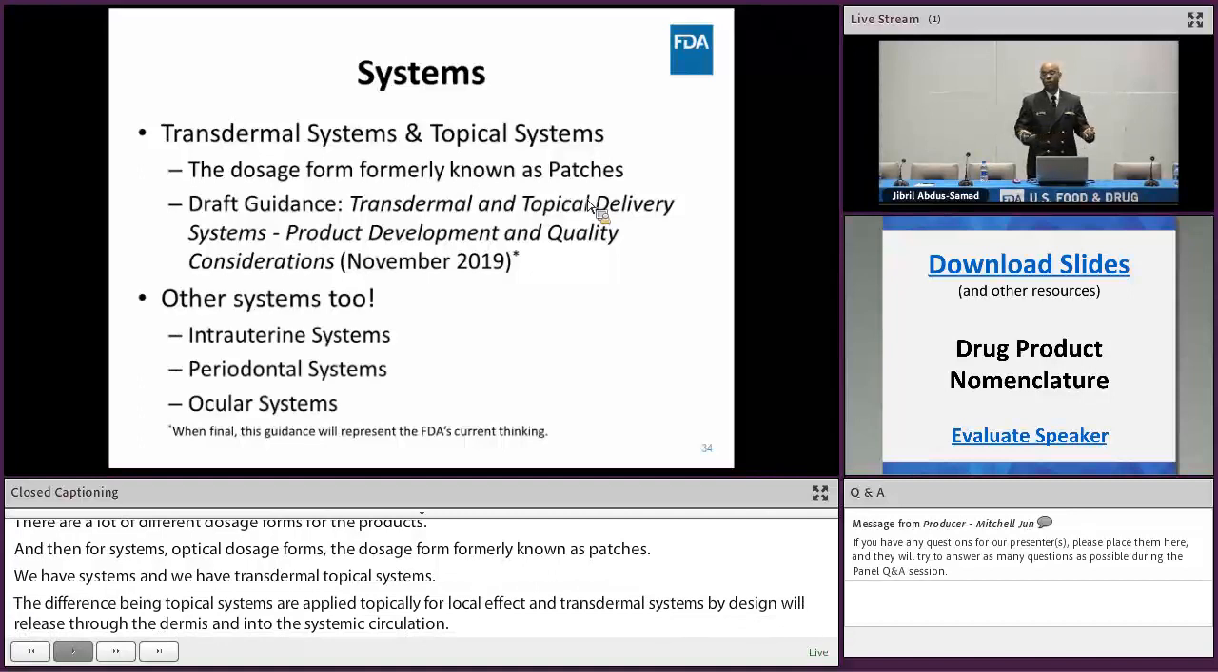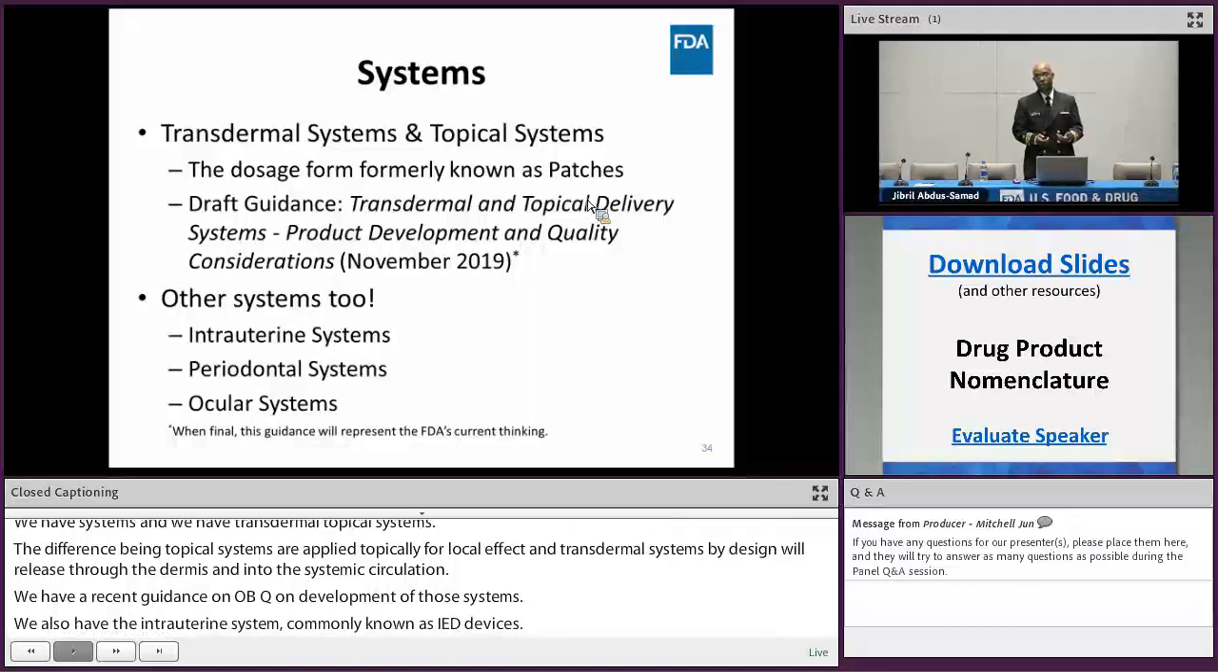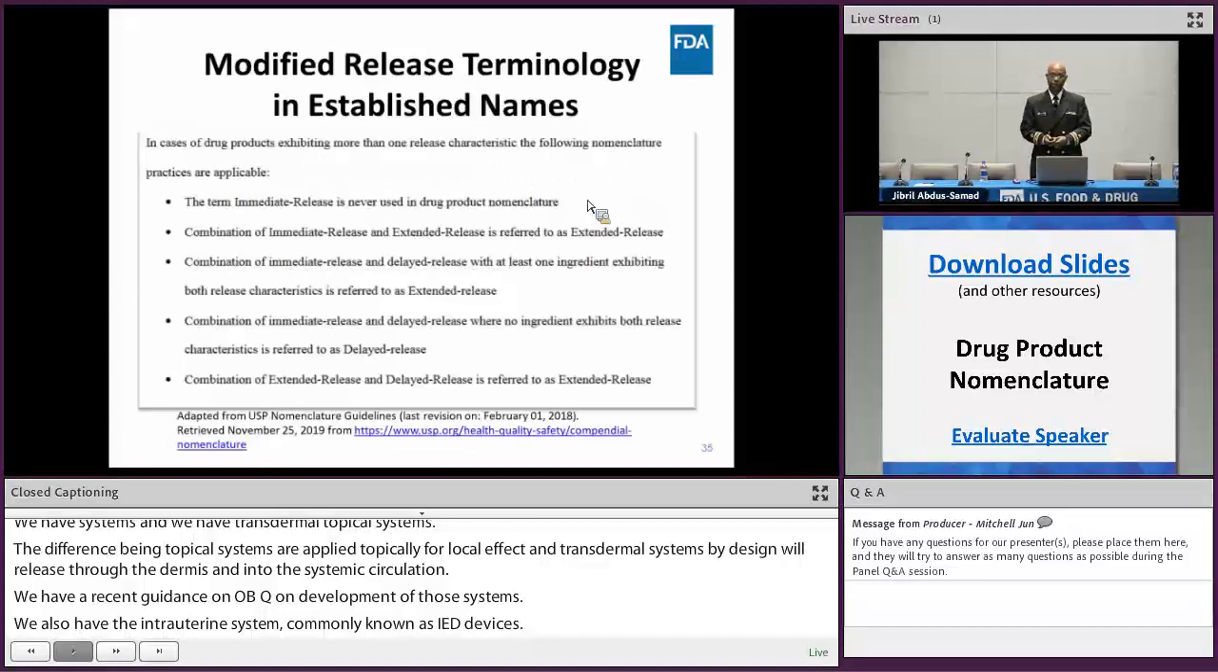And there are also other systems too, intrauterine systems, which are commonly known as IUDs, intrauterine devices. We have periodontal systems and also ocular systems. I believe the ocular system product is no longer marketed, but we've had ocular systems approved.